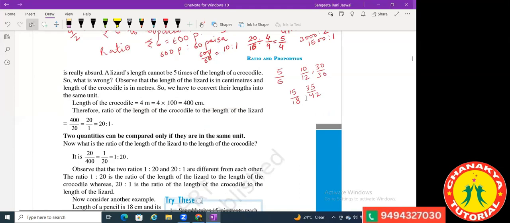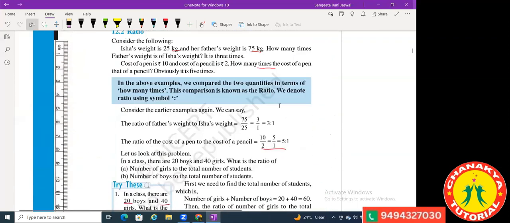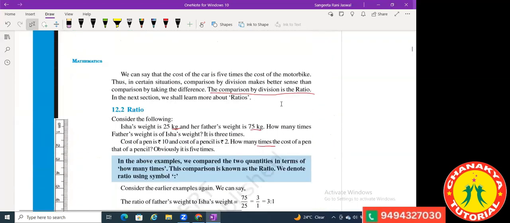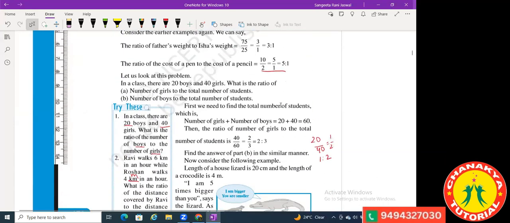Okay. Right. So this was all about the introduction of the chapter. I've taken only the ratio part now. Okay. Proportions we will discuss once we complete with the ratio. Okay.